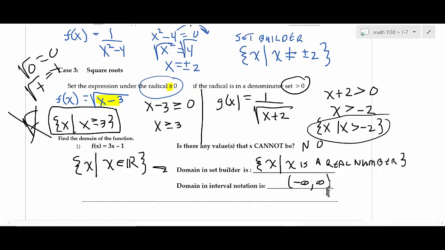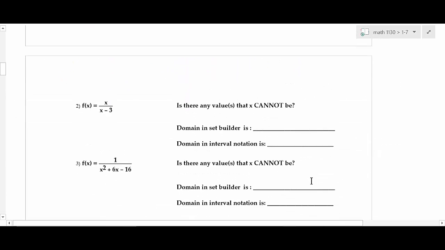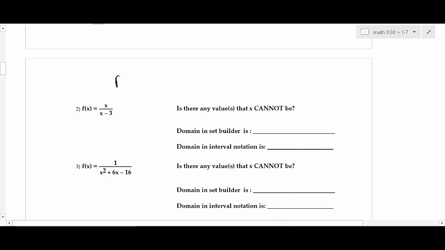Okay, next one. This one is what we call a rational function. There's going to be plenty of these problems that you can simply do in your head. Anytime you have a rational function, you try to figure out, is there anything x cannot be? It'll jump out at you. What can x not be? 3. So yeah, x cannot be equal to 3.